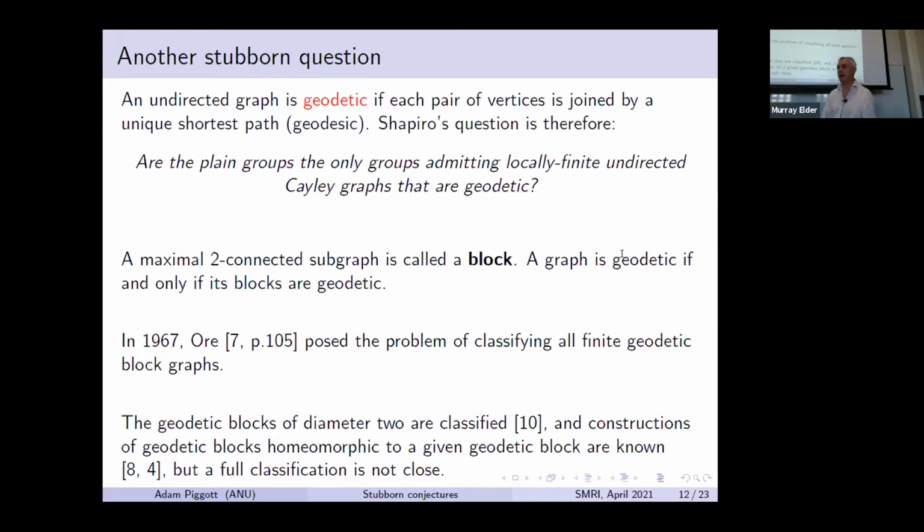And of course, think about how cool geodetic graphs are. How often we model things with graphs and we say, wouldn't it be awesome if in our model there were unique best ways to get between things? That sounds like something we'd like to know, but it turns out it's really hard to classify all finite geodetic block graphs. So we've got another stubborn question. And Shapiro's question stumbles into this one because Pascal's function being identically 1 turns out to be telling you that you've got a geodetic Cayley graph.